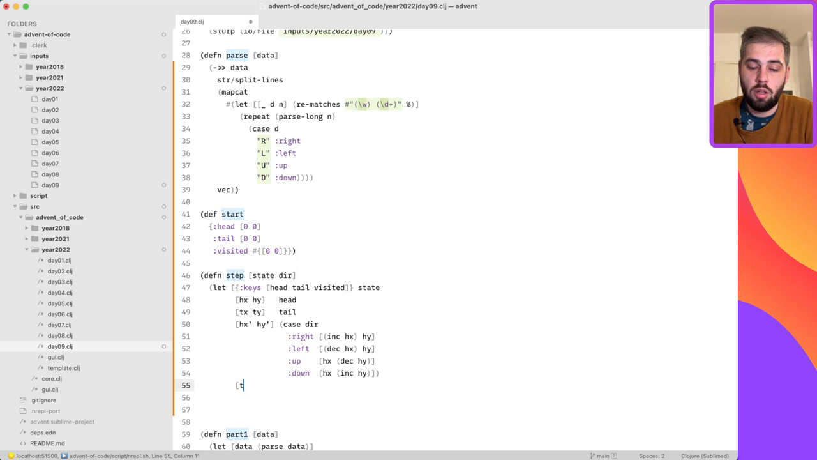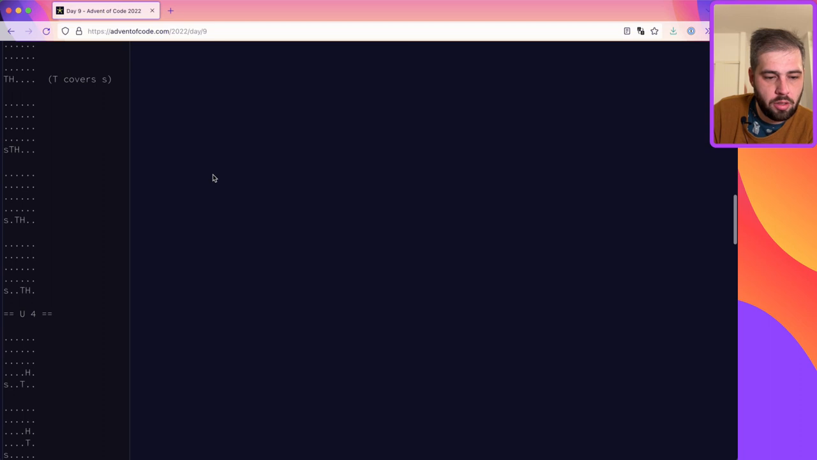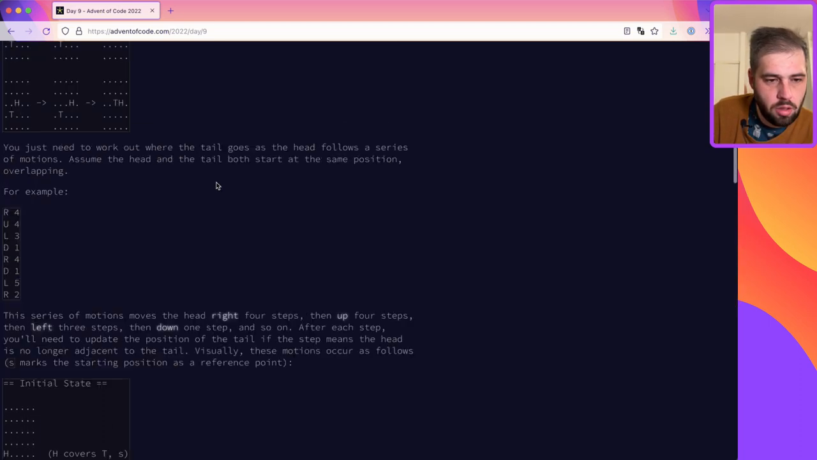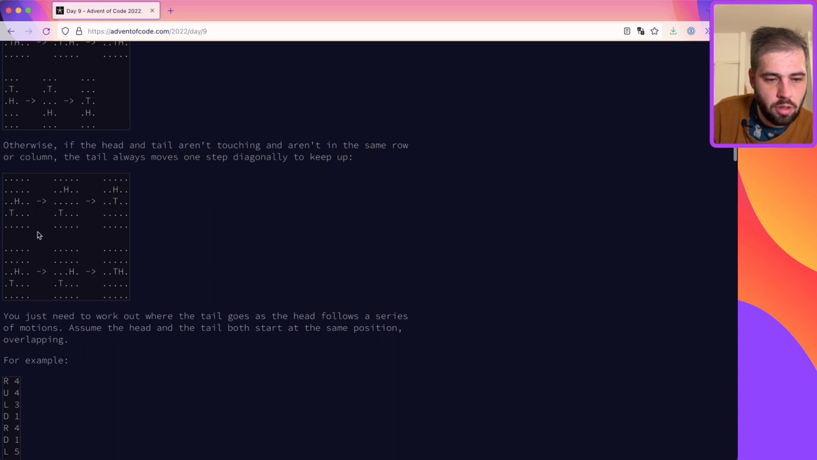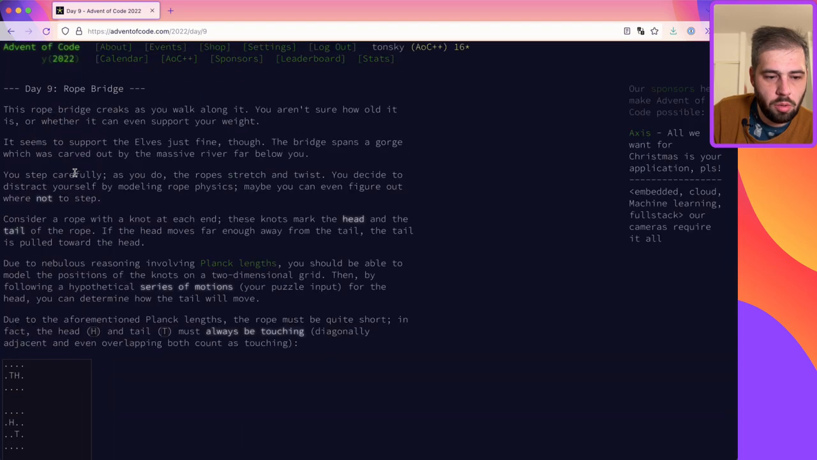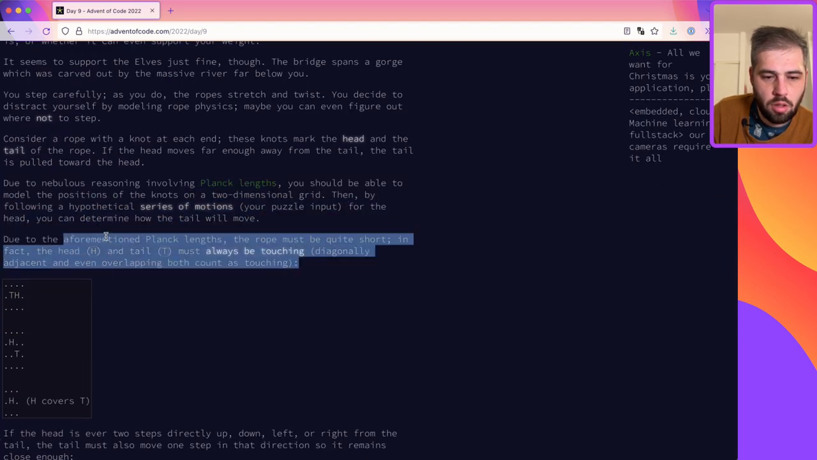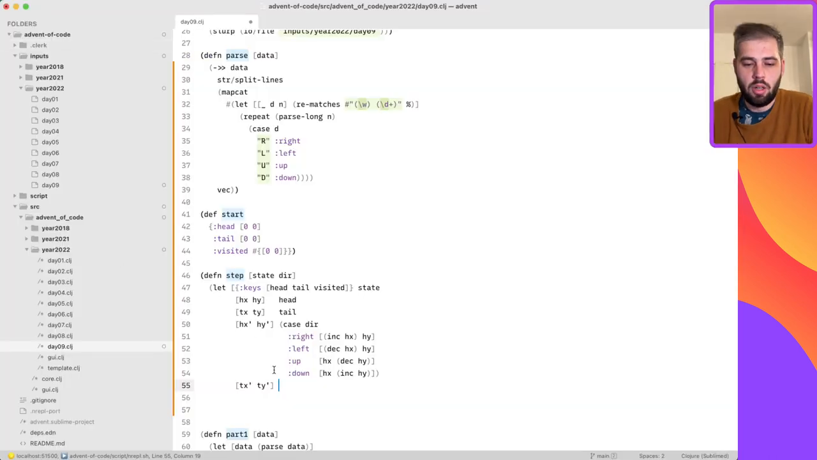Right, now we are going to need the tail position, and the tail position is basically, if distance, wait, is there a diagonal move somewhere? Like this, right? No. Yeah, like this, but what about diagonal? Yeah, a diagonal, it's stretching, yeah. So basically, if they're touching, they don't have to move, right?